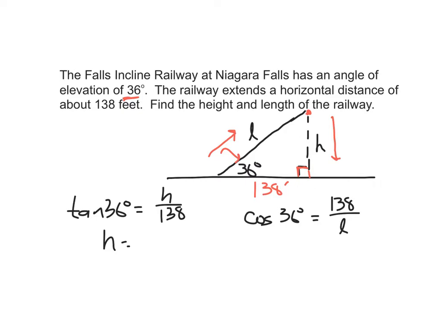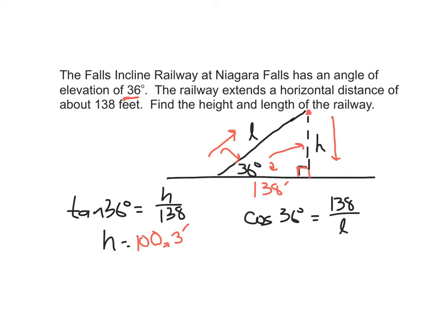So I started doing tangent first. Tangent's opposite over adjacent. So I did that to get my height. I need to punch that in right now. Because h is in my numerator, I'm going to multiply 138 times tangent 36. Work that out, and I would get 100.3 feet. That's how tall it is.